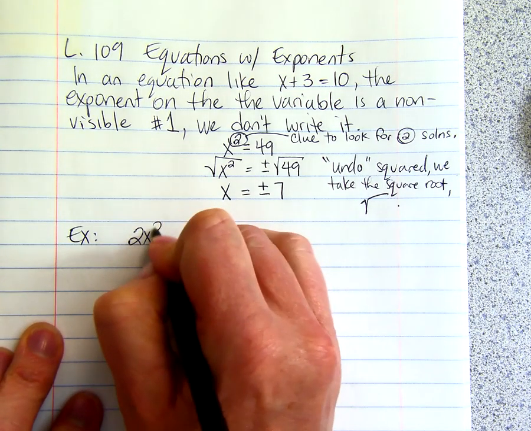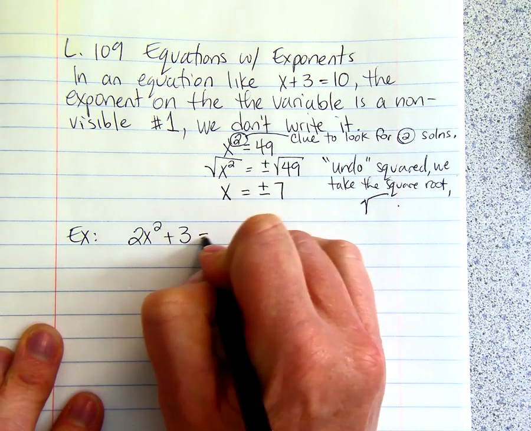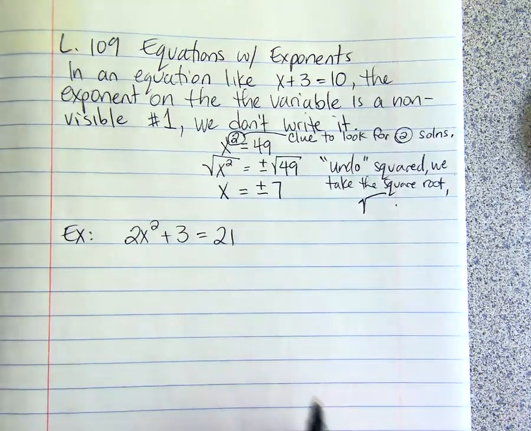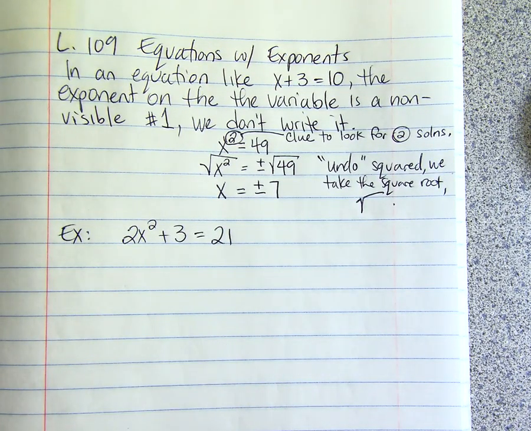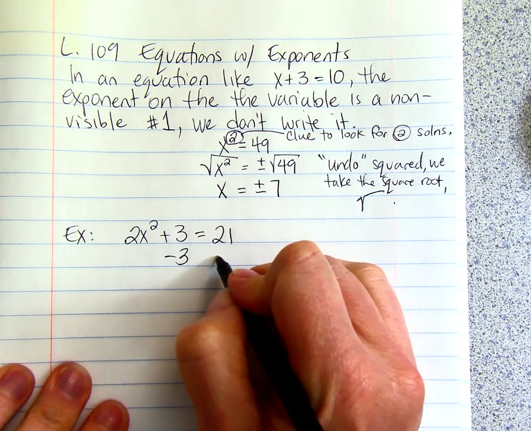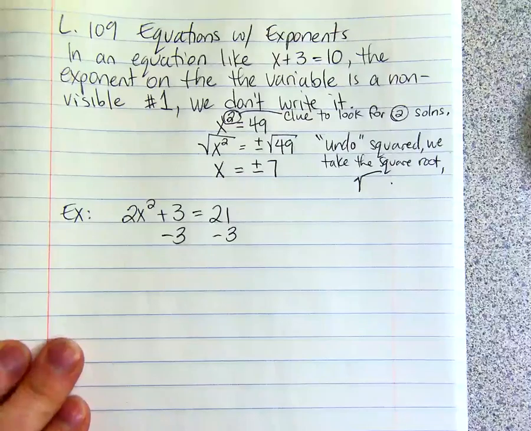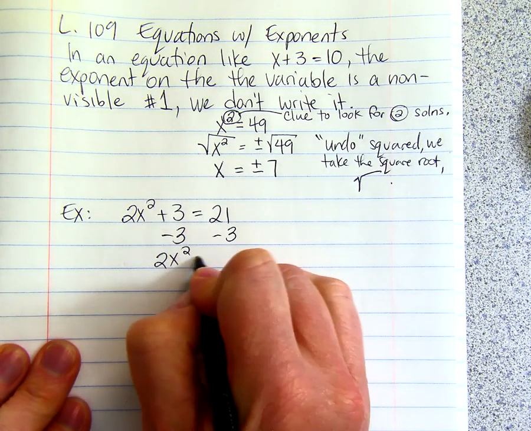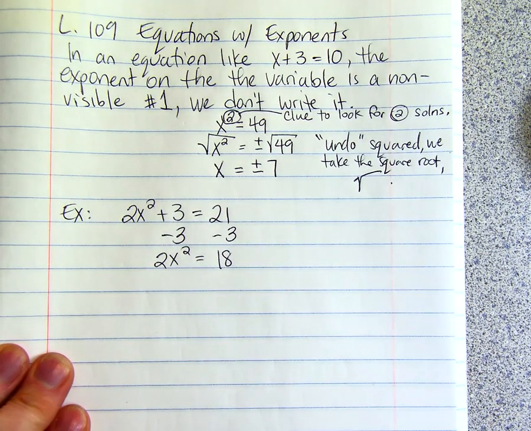2x squared plus 3 equals 21. So we solve for x squared. We want to isolate x squared, get it by itself, just like we do when we're solving for x. So we're going to start by subtracting 3 from both sides. We get 2x squared equals 18.